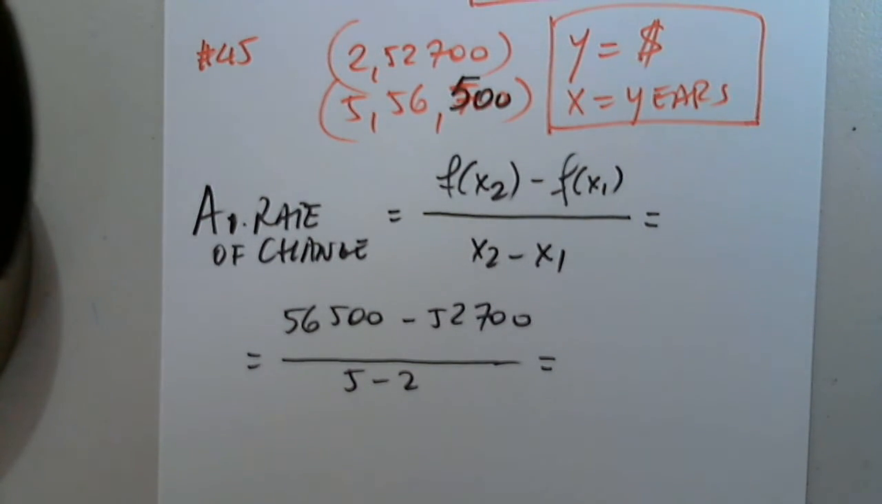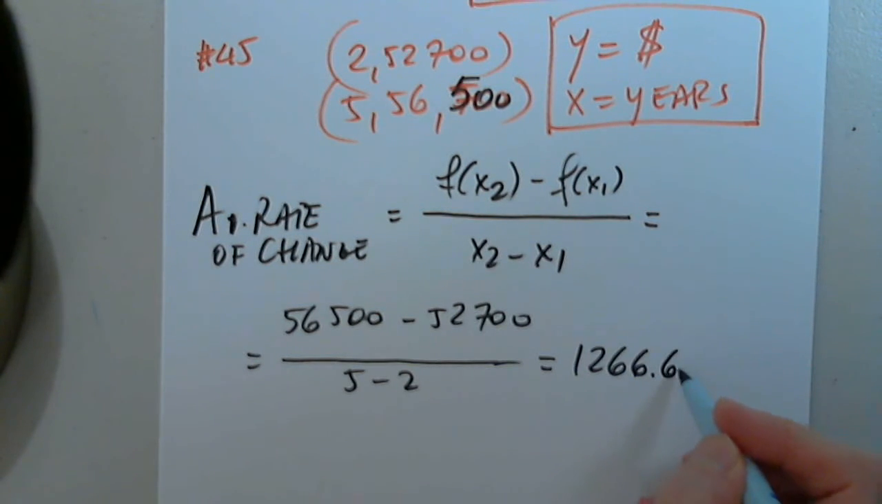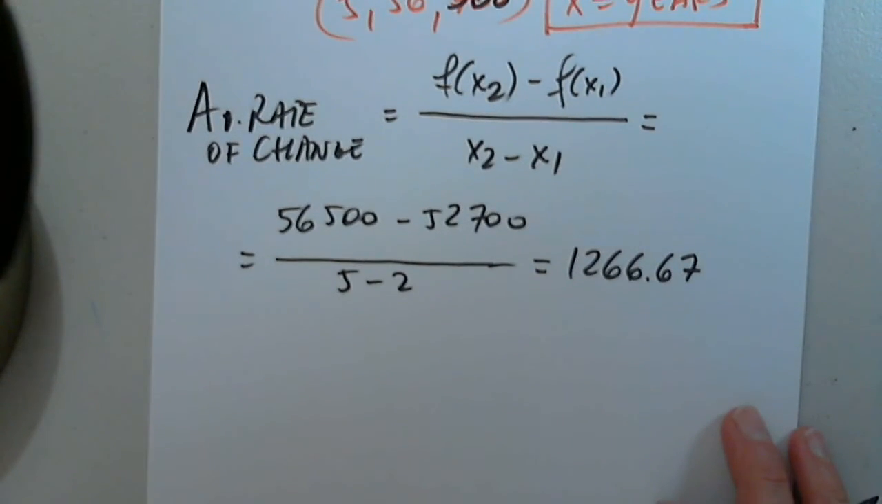3,800 divided by 3. Let me just show this because I would like you to understand that with a graphing calculator, you must put parentheses. So please don't do it step by step. Put everything in from the beginning. 56,500 minus 52,700 in parentheses for the top always, and divide by, since the denominator is 5 minus 2, I'm just going to write 3. So this is it. I'm going to round it to 1266.67.